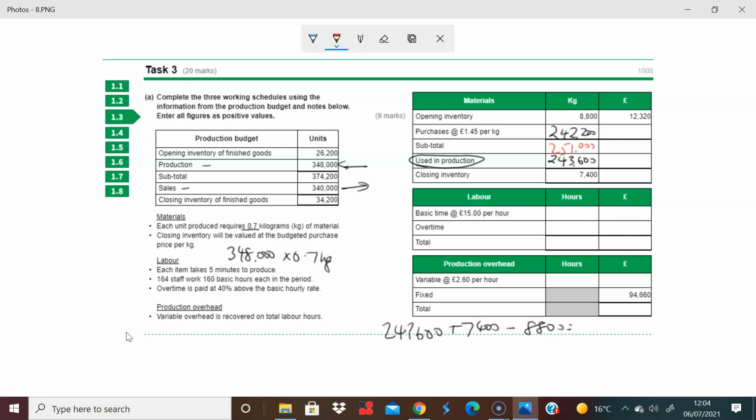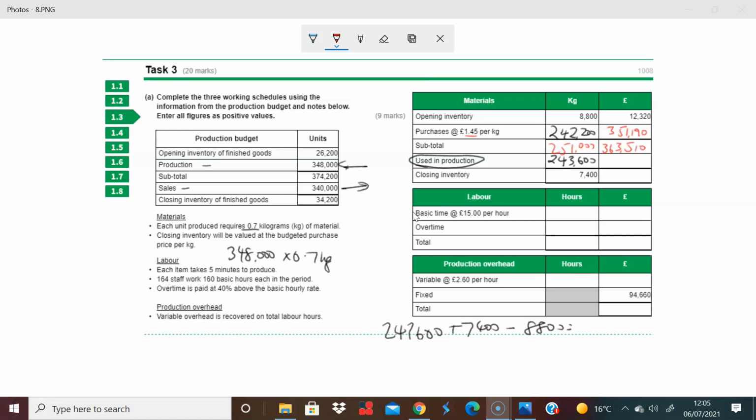That's that. I'm buying these at £1.45 per kilogram, so multiply £1.45 times 242,200, and that takes me to 351,190. Add the two together, and you have 363,510.